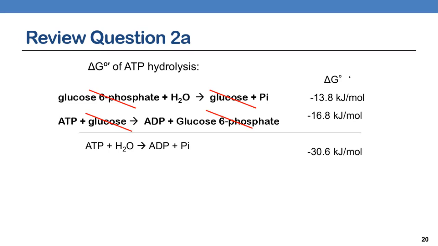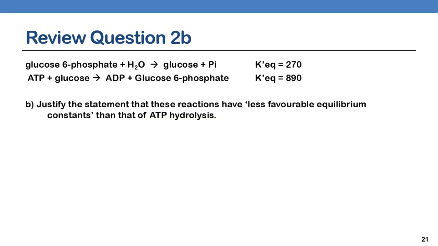Amazing. Okay. So, justify this statement, as I alluded to earlier, that these reactions have a less favorable equilibrium constant than that of ATP hydrolysis. If we look at these two K equilibriums on their own, they're already pretty high, considering we're looking at less than 1 or greater than 1 for being favorable. And now these are so much greater than 1. We have 270 and 890. So how is this less favorable than that of ATP?